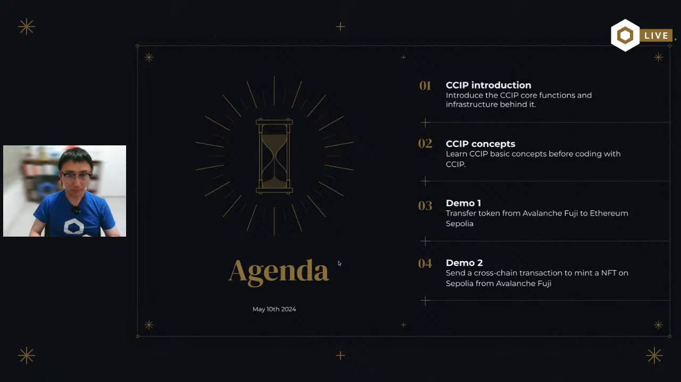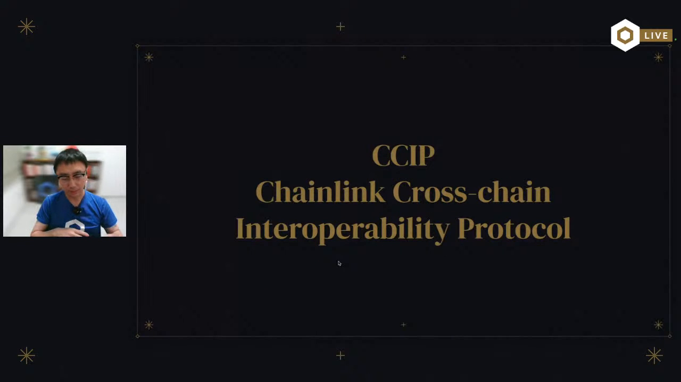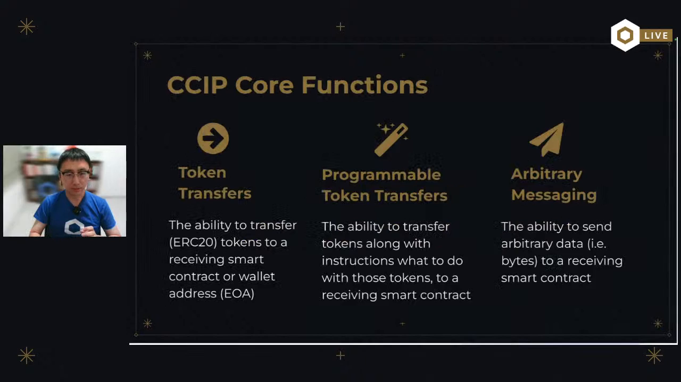Okay, so let's start. First one, the CCIP. The CCIP is one of the services from Chainlink Labs, and the full name of the CCIP is the Chainlink Cross-Chain Interoperability Protocol. Cross-chain is not a quite new concept. In the last few years, developers and users in the crypto industry have been talking about cross-chain. So many people are talking about cross-chain, so I just want to make sure that when we talk about cross-chain, we are seeing the same thing.